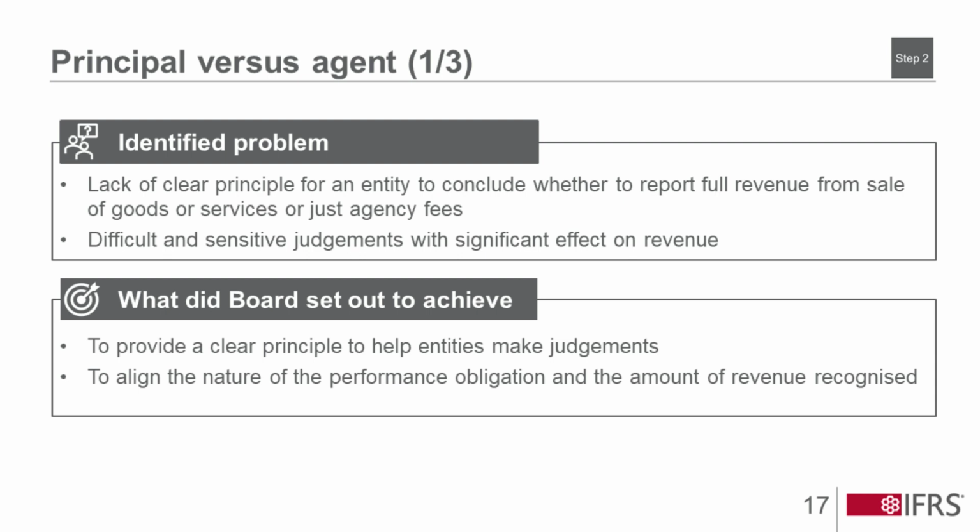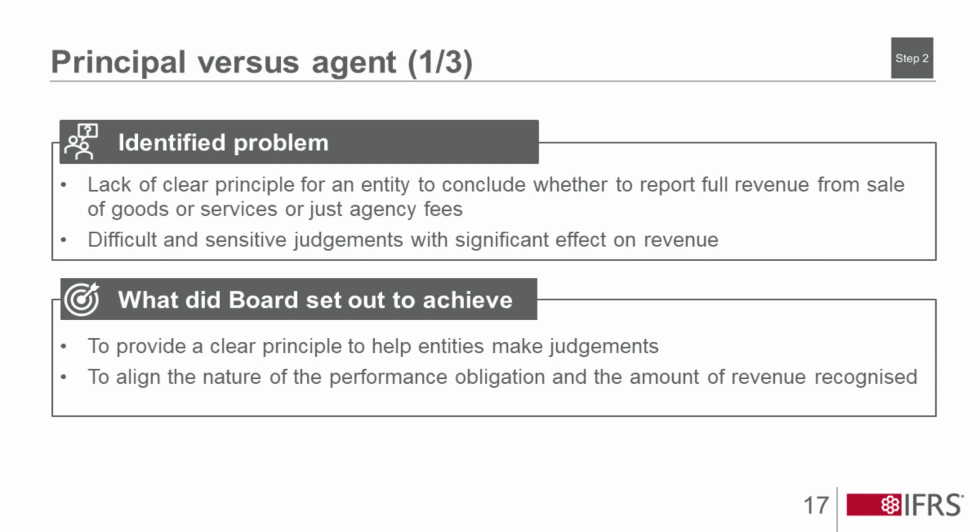Thank you, Mary. The first area we thought would be good to look at was principal versus agent. So when a third party is involved in providing a good or service to an entity's customer, the entity has to determine whether it is supplying the good or service to the customer, that is, the entity is the principal, or the entity is only arranging for the good or service to be provided to the customer by the third party, that is, the entity is an agent.